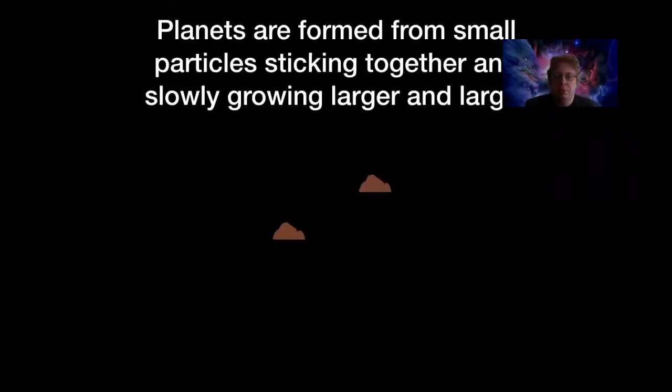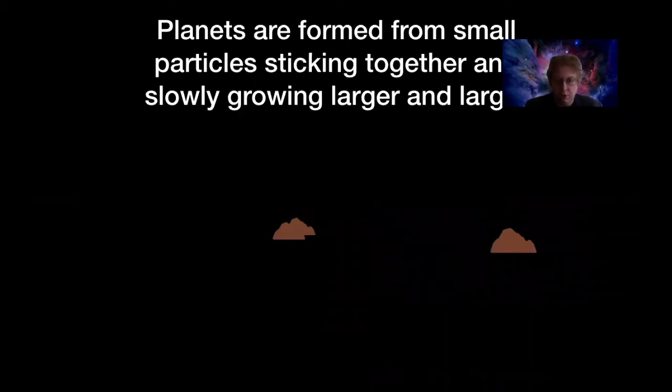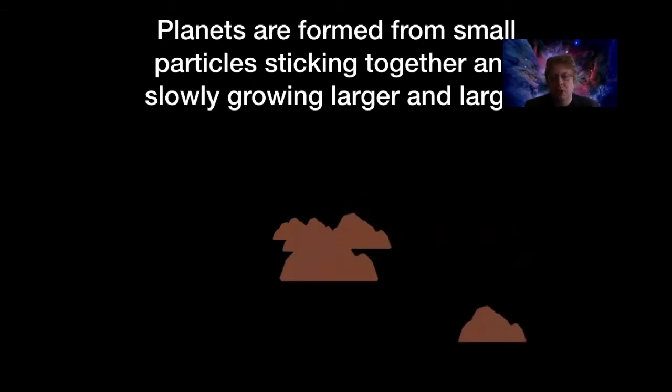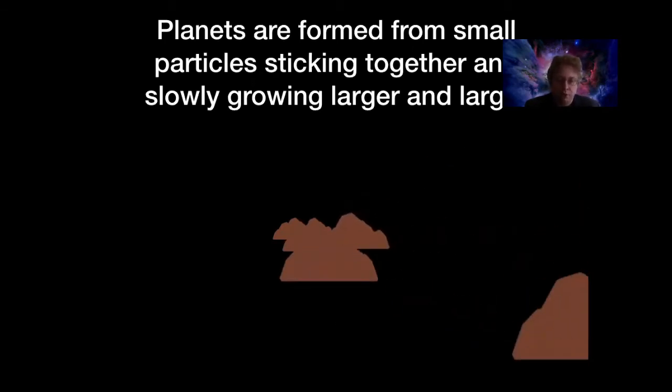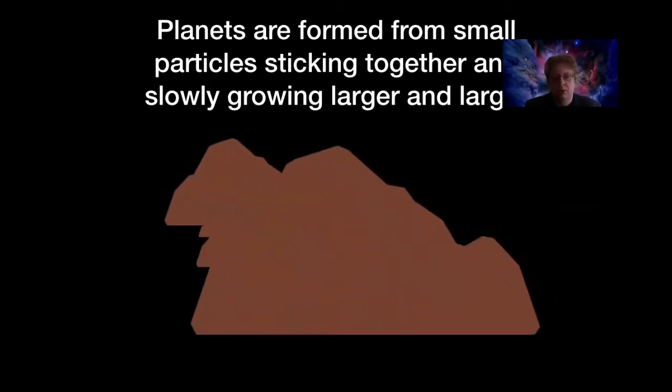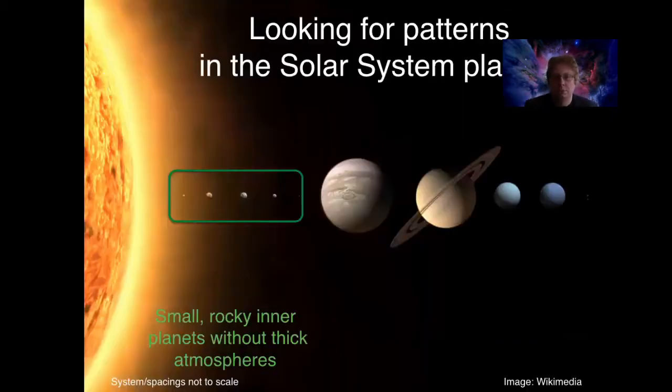So this suggests a way that planets might form. The idea is that planets are formed from small, solid particles sticking together and slowly growing larger and larger. So you have two particles that come together to stick together, then another particle of similar size comes together, and you just essentially keep building up more and more material, more and more rocky particles coming together until finally you have a large object that's enough to start self-gravitating and holding itself together. And that's how you build a planet.